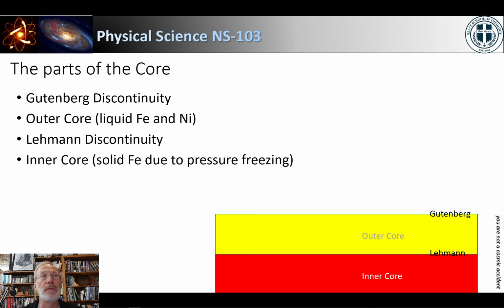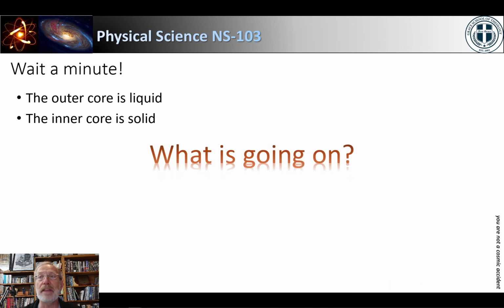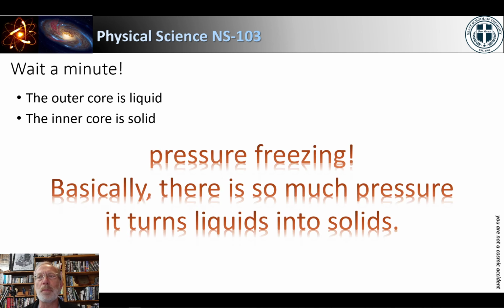So we've got the outer core that's liquid, and we've got the inner core that is solid. Whoa, what's going on? Well, as you read in your textbook, it's this thing called pressure freezing. Basically, there is so much pressure that it turns liquids into solids.